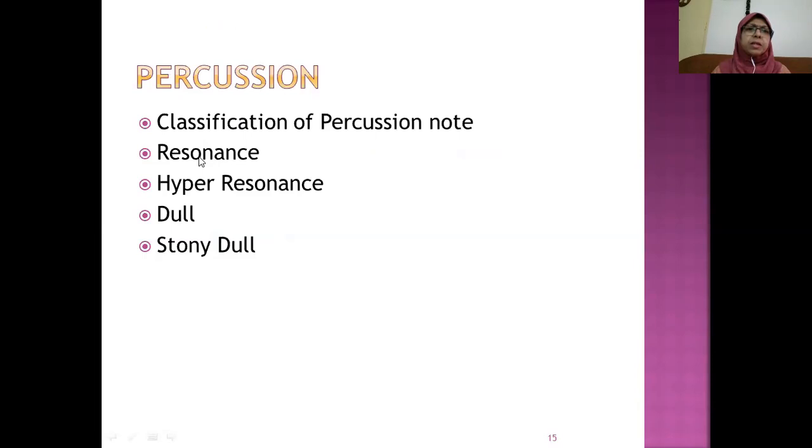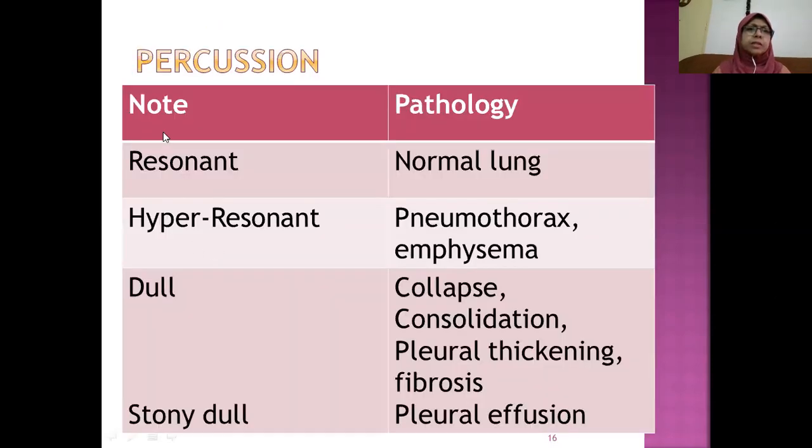Percussion note could be resonant, hyperresonant, dull, or stony dull. If the note is resonant, it is a normal lung. Hyperresonant in case of pneumothorax or emphysema. Dull in case of collapse, consolidation, pleural thickening, or lung fibrosis. And stony dull only in one condition, that is pleural effusion.